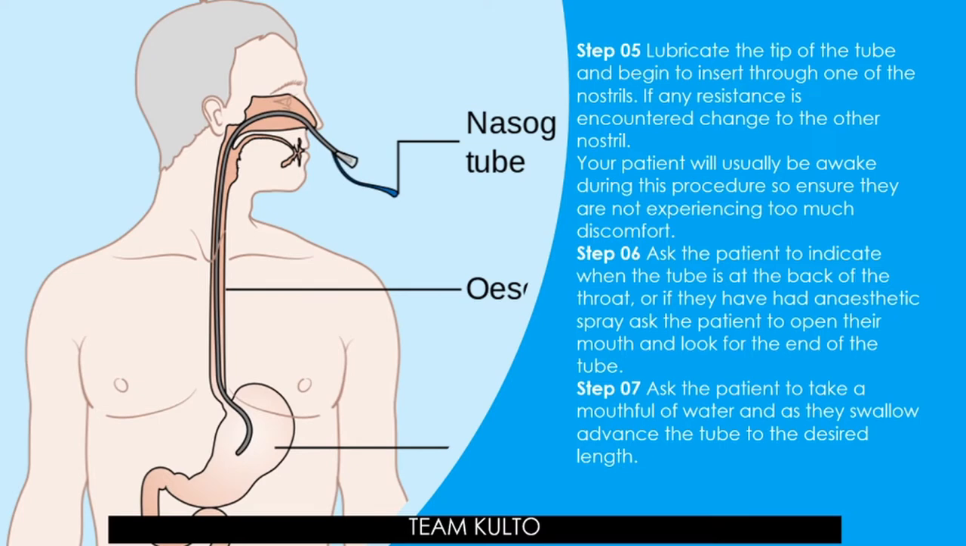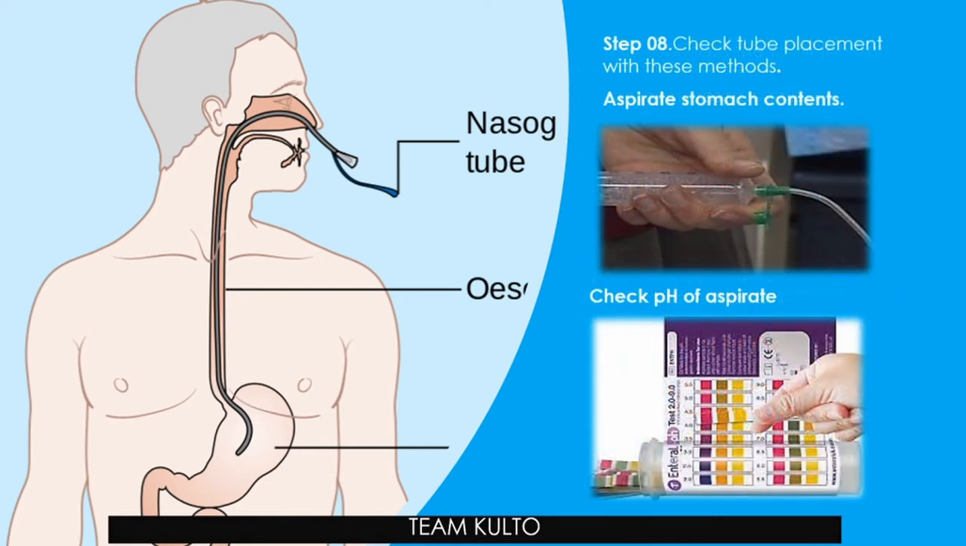Step six, ask the patient to indicate when the tube is at the back of the throat, or if they have had anesthetic spray, ask the patient to open their mouth and look for the end of the tube. Step number seven, ask the patient to take a mouthful of water, and as they swallow, advance the tube to the desired length. Step number eight, check the tube placement with these methods.